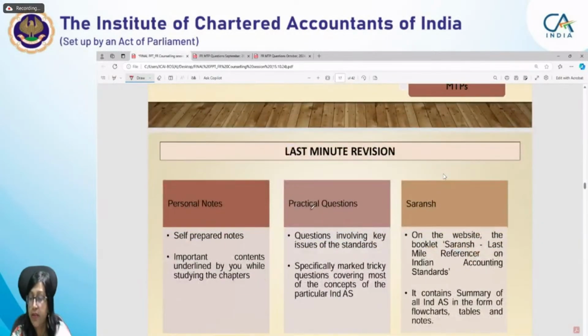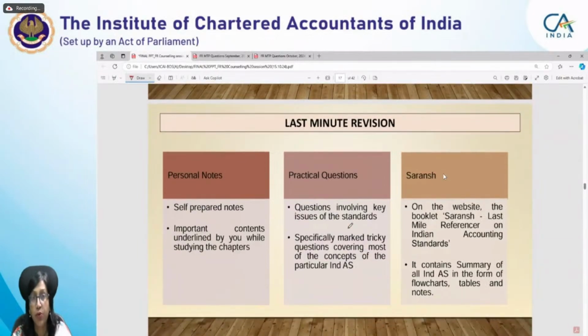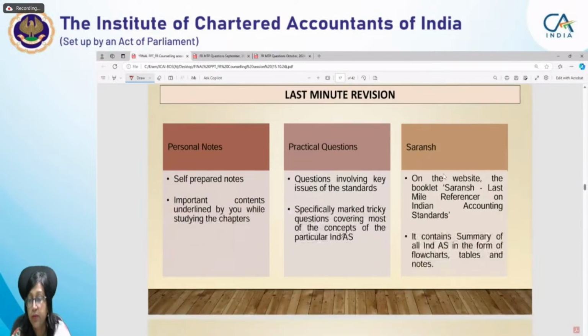So, last minute revisions. I already told you, for practical questions, you have already marked out the important questions which you have to filter out for your second or third revision. Especially the tricky adjustments which you were not able to do in the first round or second round of study, you can cover that here. Okay. So you should mark it out.